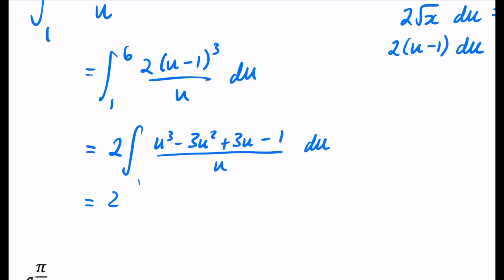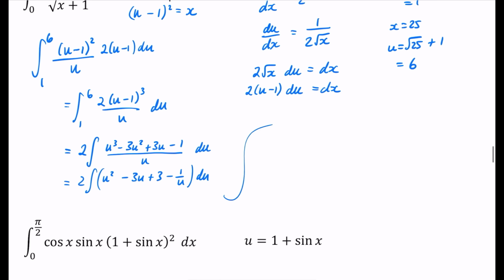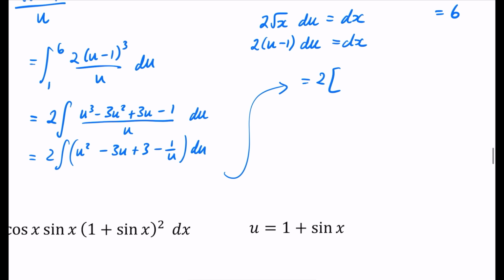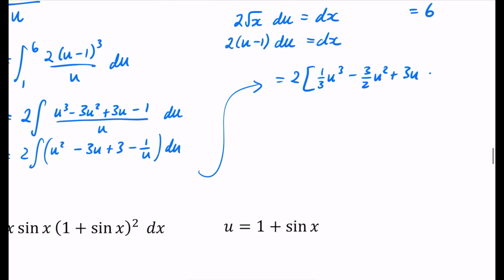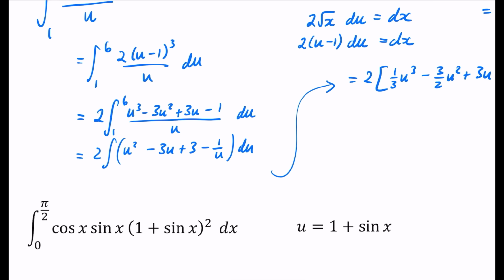And then I'm going to have to split the numerator. So each of these things I want to divide by u. That's going to be u squared minus 3u plus 3 minus, not minus ln, I'm jumping ahead of myself, minus 1 over u du. Let's go over here. So I'm still going to have the 2. I can actually do the integration now. So the u squared will be a third u cubed. It is then going to be 3 over 2 u squared plus 3u minus ln u. And that is all between, I've started dropping my limits, between 1 and 6.